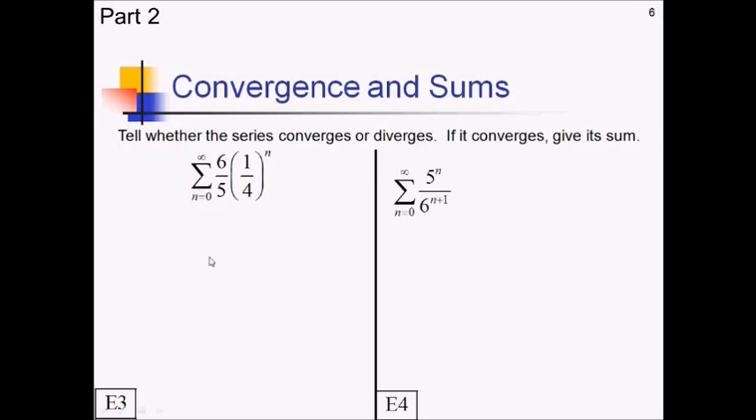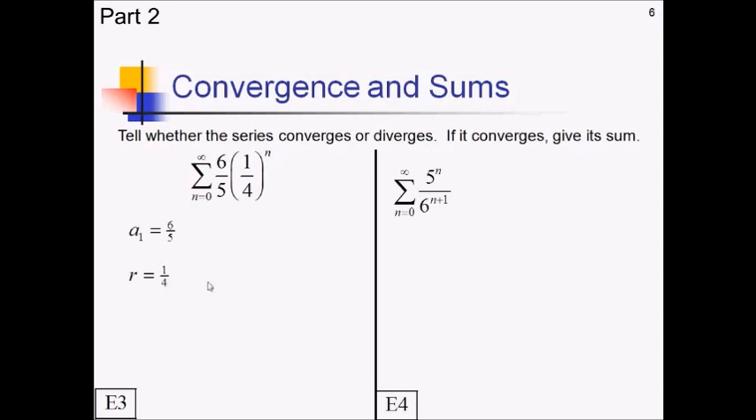All right, so I'm going to go through and get the a1 and the r right off the bat here. The first term can be a little bit tricky with these sigma forms. To get a1, you have to plug in your lower limit of summation into n. So this is going to be 6/5 times 1/4 to the 0. That means that we're really just doing 6/5 times 1, which is just 6/5. Now for the r, that's going to be whatever we're multiplying by over and over again. That's going to be the 1/4 that's being raised to this variable exponent.